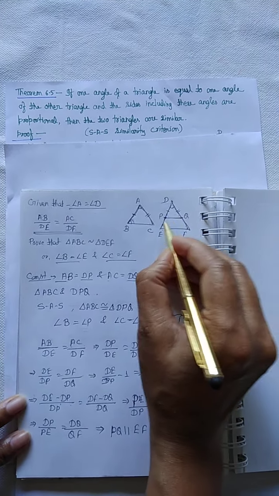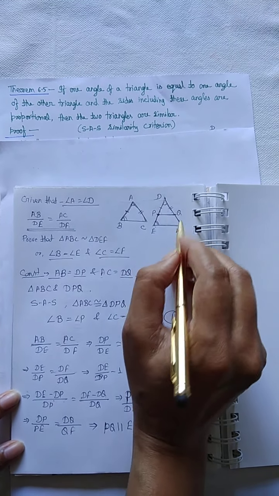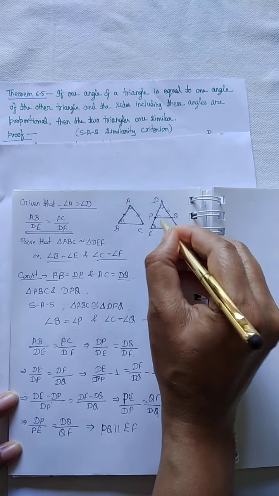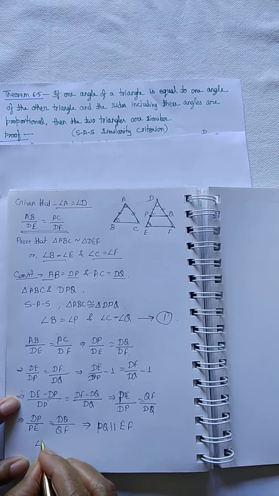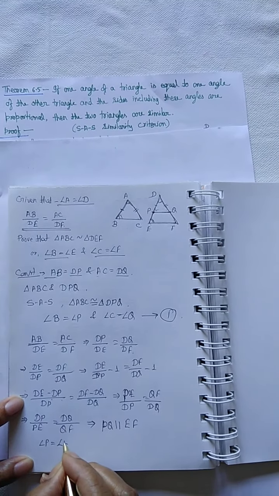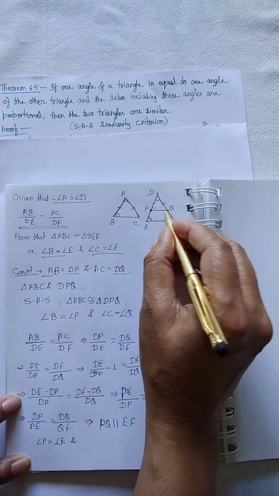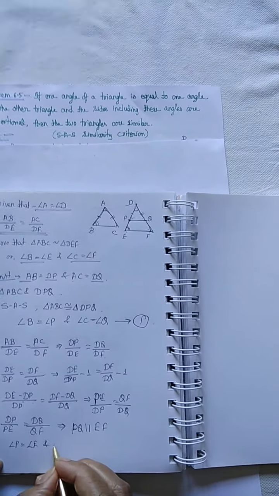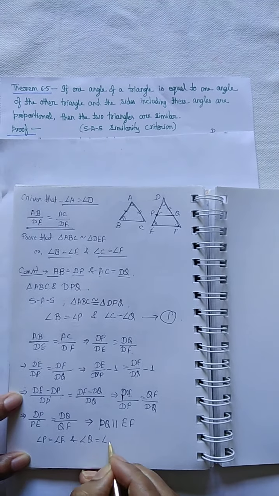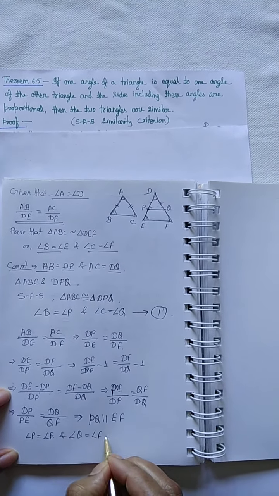Fine. If these two lines are parallel, that means angle P equals angle E, right? So angle P equals angle E and angle Q equals angle F. Fine. So make it as 2.